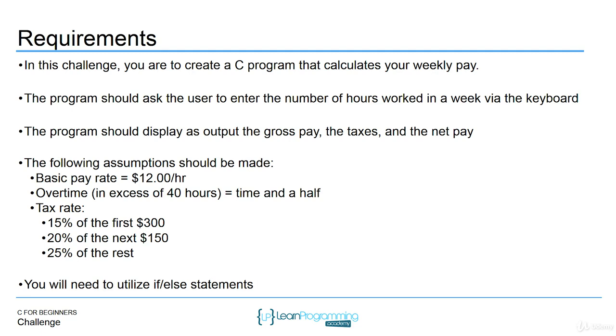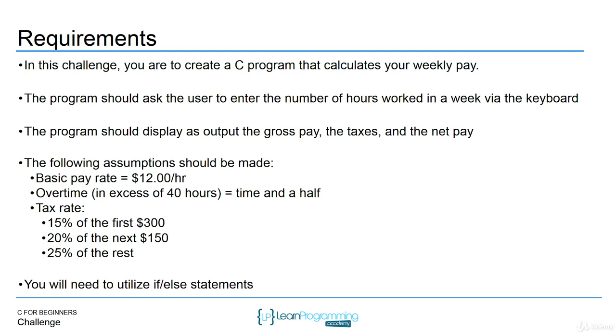So if the user entered 45, and that means you have to calculate overtime pay, what will end up happening for 45 hours is, let's see, $12 an hour times 40 is $480. And then for those 5 extra hours, you're going to get paid $18 an hour. That's $90. So 480 plus 90 is 570. So you should display 570 for the gross pay. That would be an example run. $570 for gross pay.